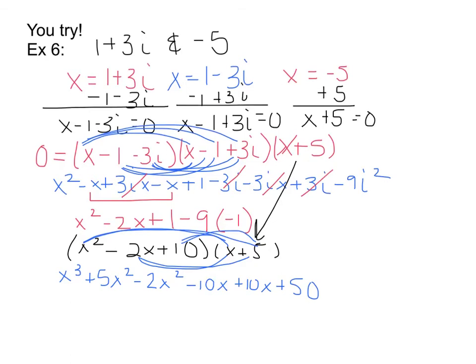Then we need to combine like terms, and that gives me x cubed. 5 minus 2 gives me 3x squared. 10x, negative 10x goes away. Bring down the plus 50 and write y equals in front of it.